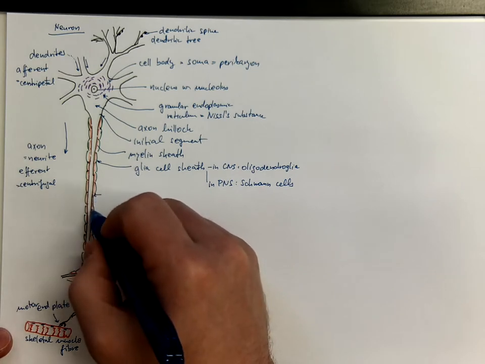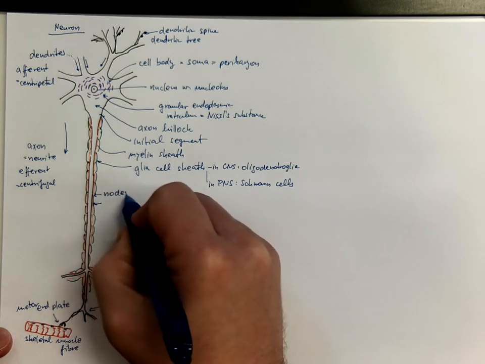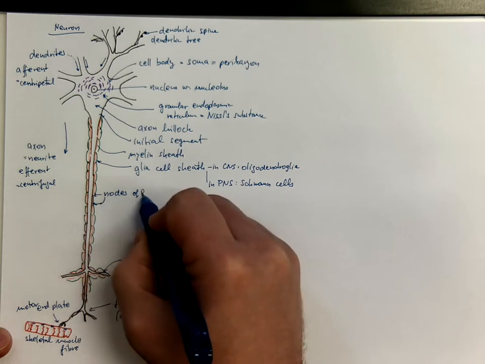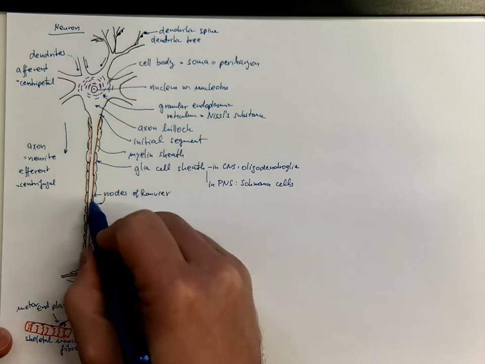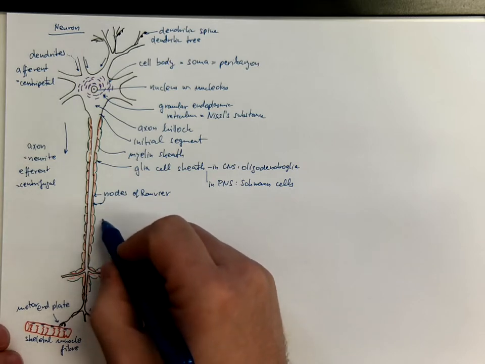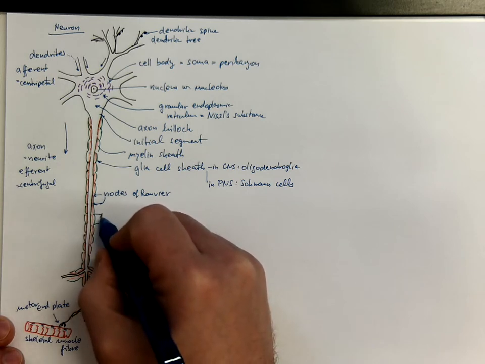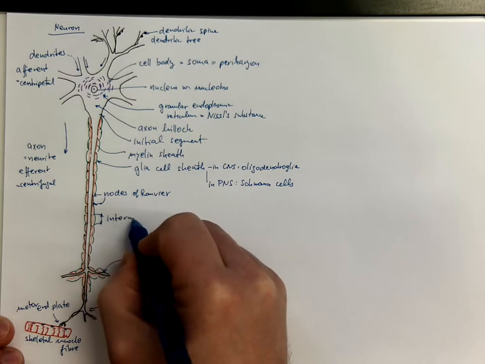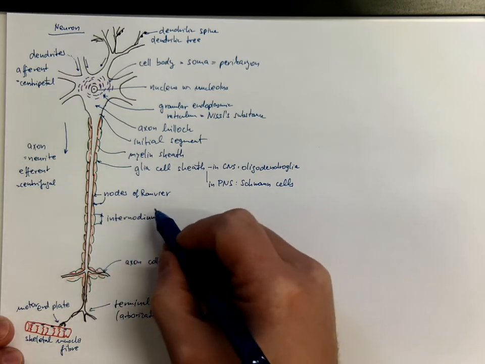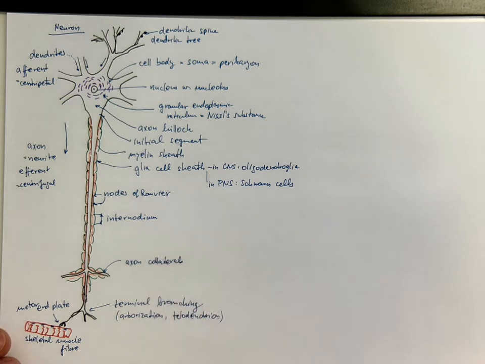Here are the nodes of Ranvier, where the surface of the axon is in direct contact with the tissue fluid, and the distance between the two nodes of Ranvier is called internodium. In peripheral nerves, it's like 0.5 millimeters. So this is a general structure of a neuron.